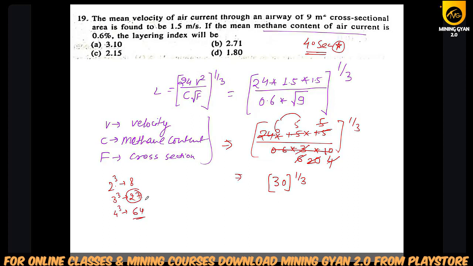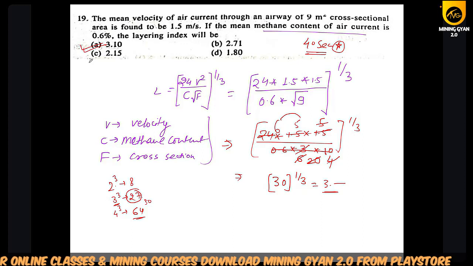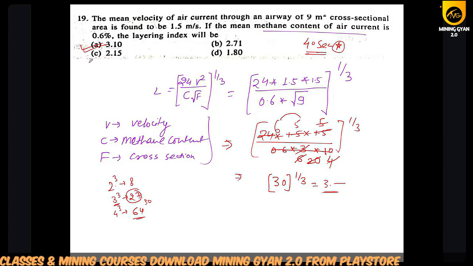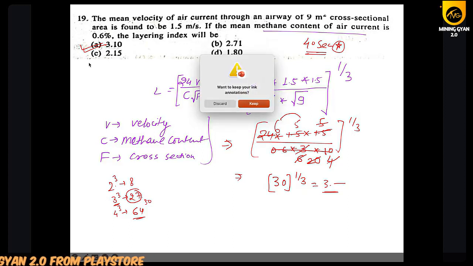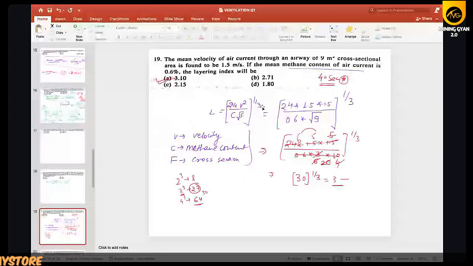That is, our 30 is near to 27, so our answer should be 3 point something. If we have only one such option, then you can go for that one. Okay, you don't need a calculator for this type of calculation. I told you many times you can go with the approach. If you know a little bit of approximation, you can solve the question very fast. Okay, any doubt? Please comment.